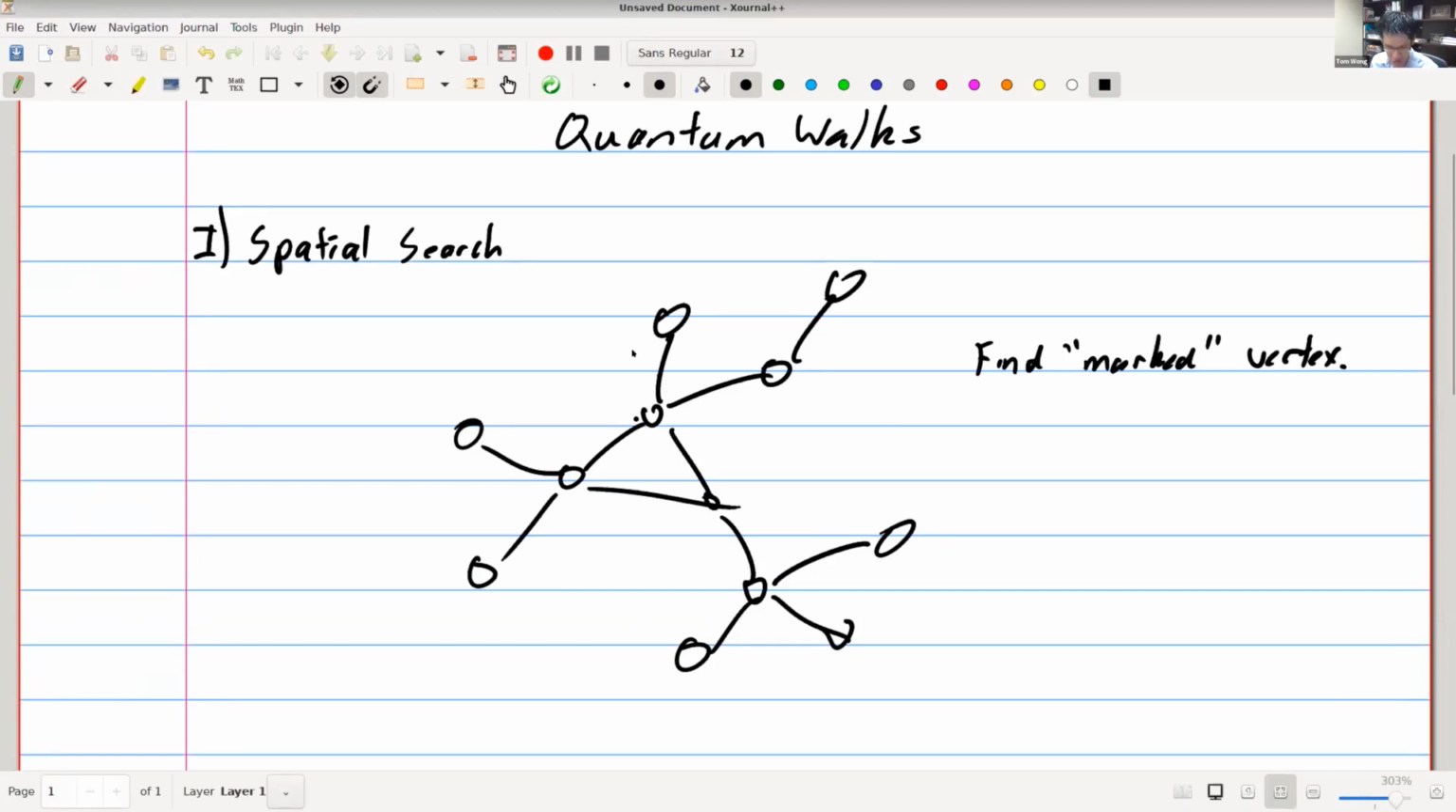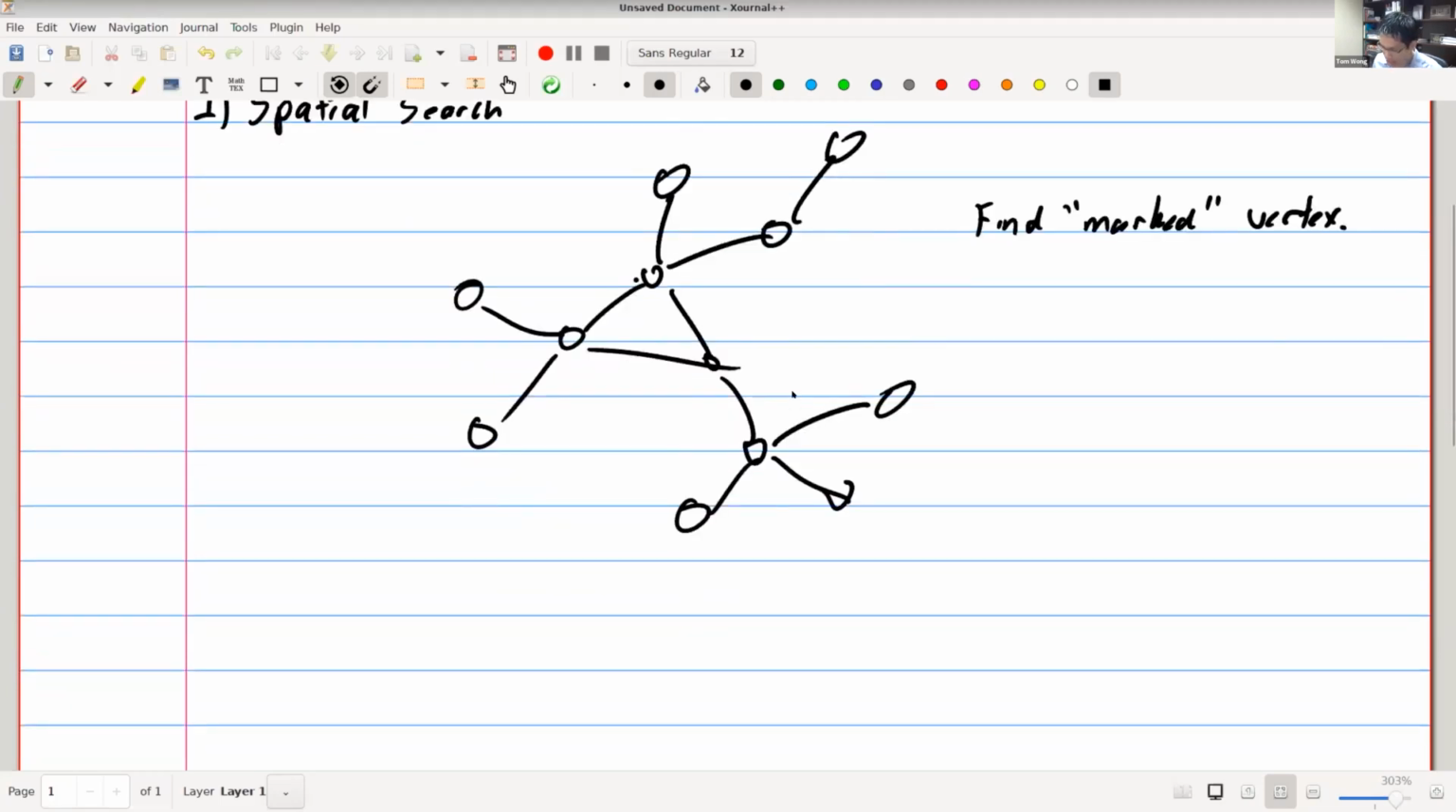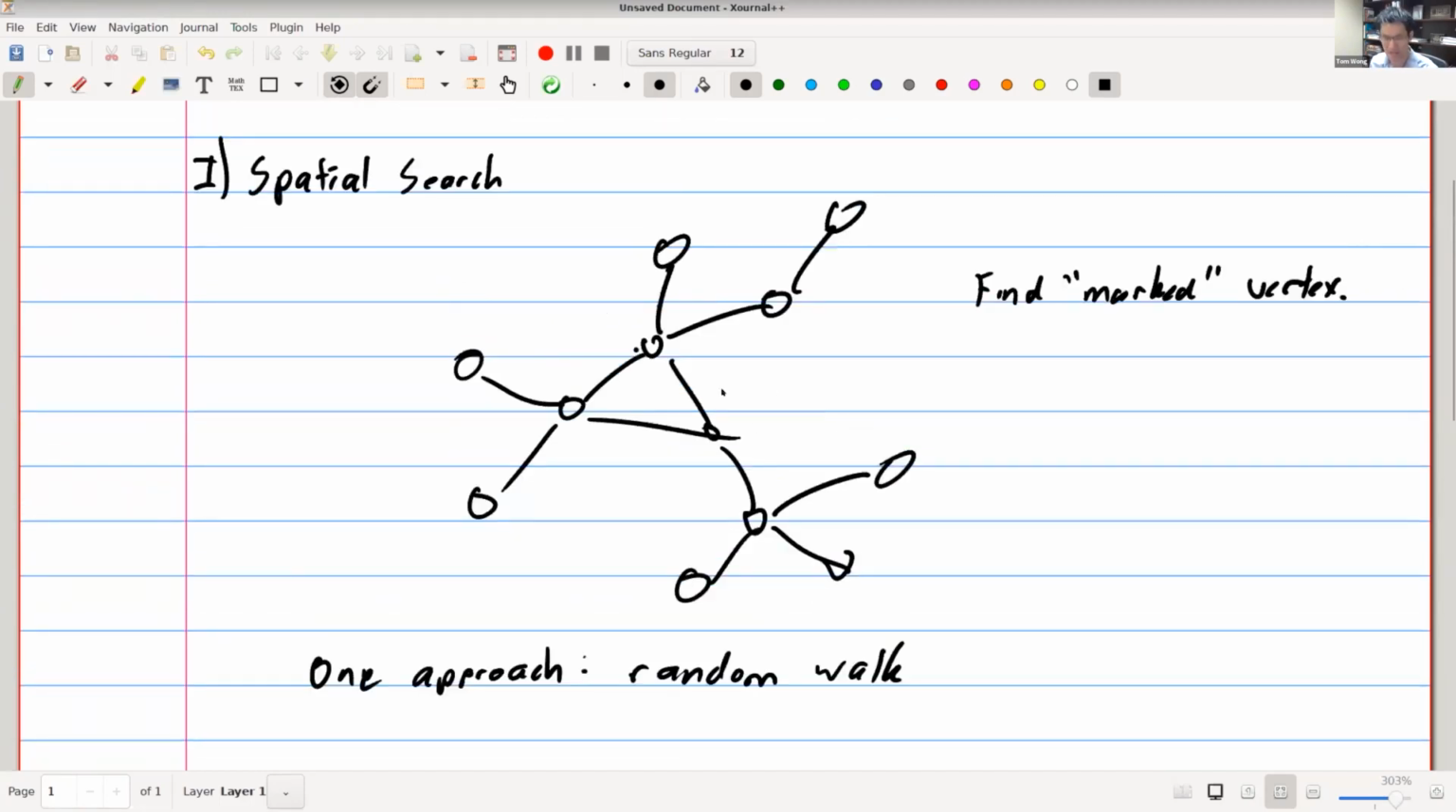It's called spatial search because there's some spatial arrangement to the vertices where you can't jump from one vertex to any other. You can only jump to nearest neighbors. So let me just write that down. One approach is to use a random walk. And there'll be some expected runtime, some number of steps that it takes in order to find the marked vertex. It'll be different depending on what network you have, how big it is, and so forth.